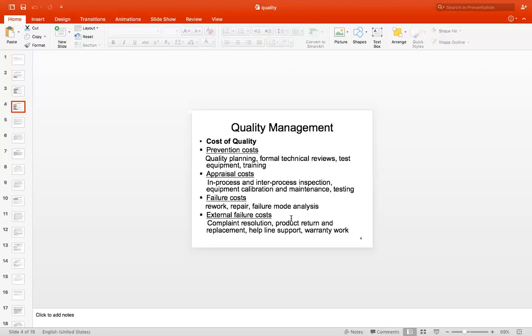Okay. So failure cost like rework, repair, failure mode analysis, all these things have to be taken care of, right? Next one is external failure cost. So complaint resolution, product return, replacement, helpline support, warranty work. So external failure cost means all these costs come under the last phase, that is the deployment phase.